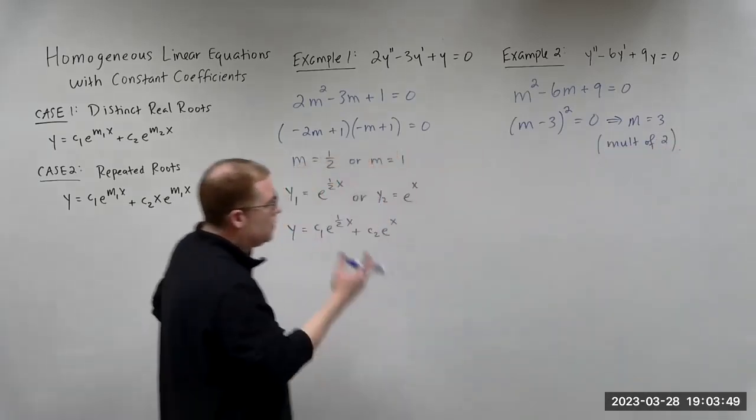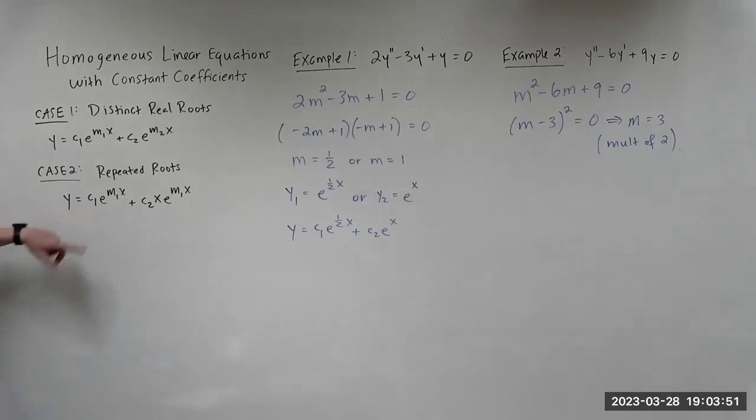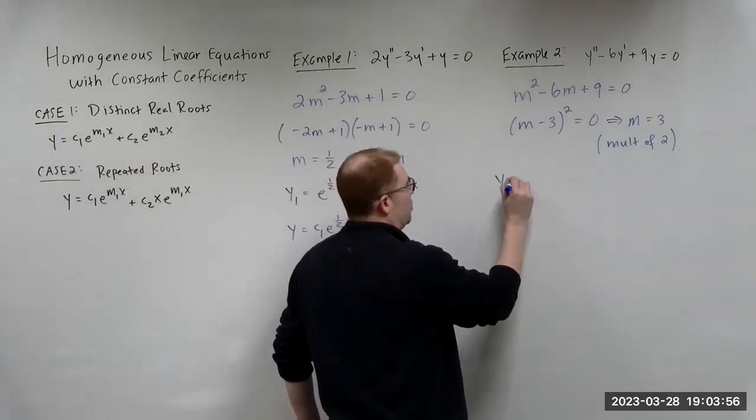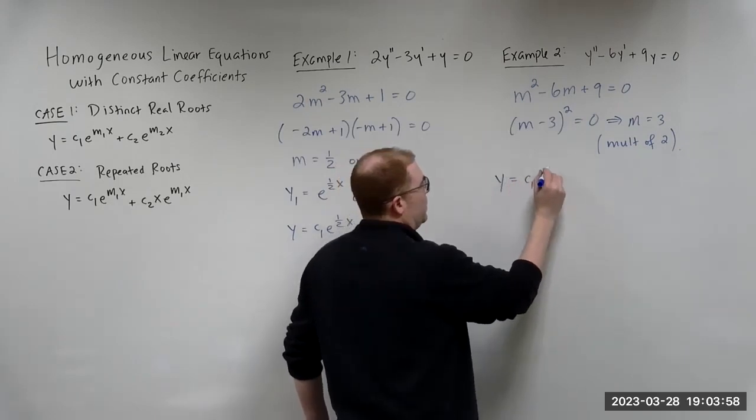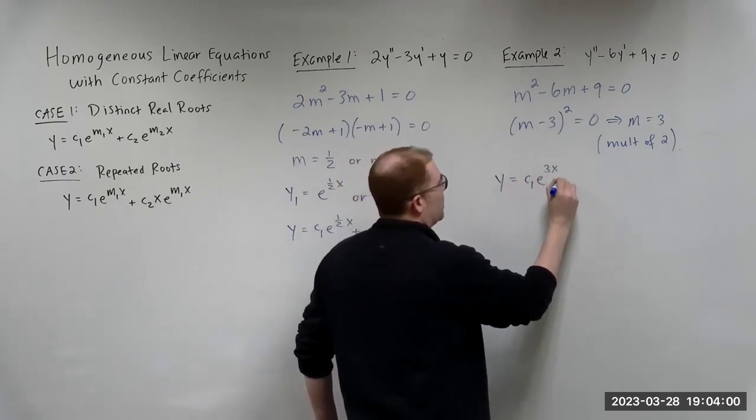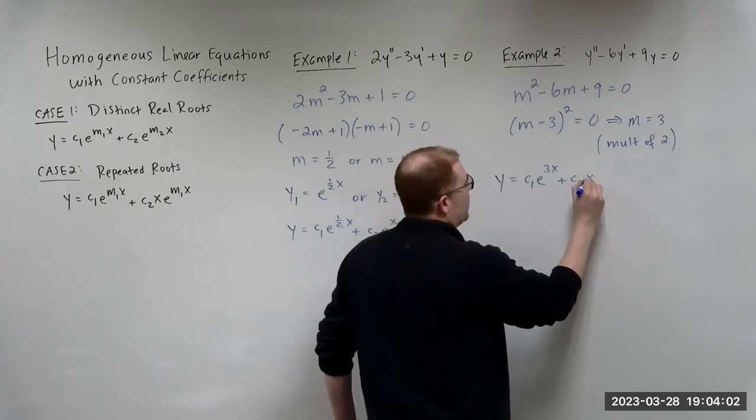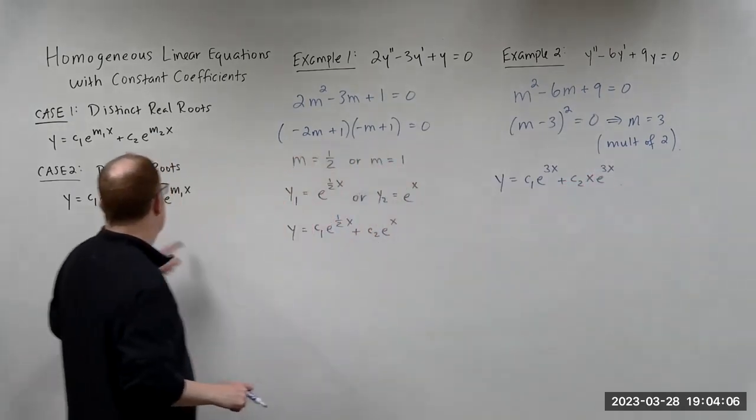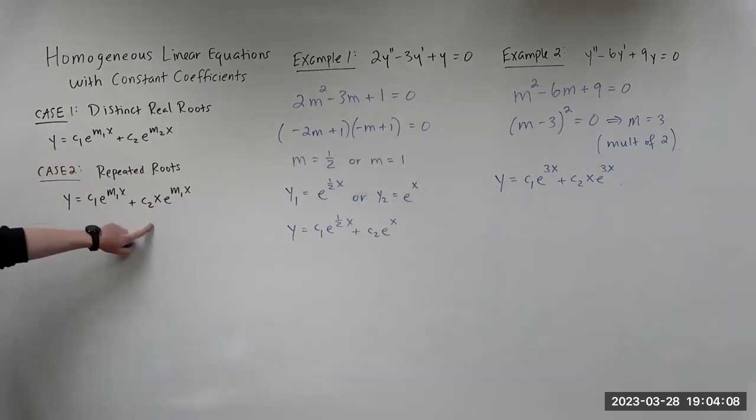Okay, so that means case 2. The general solution will be c1 e to the 3x plus c2 times x e to the 3x. Just applying it directly, just what we derived a while ago.